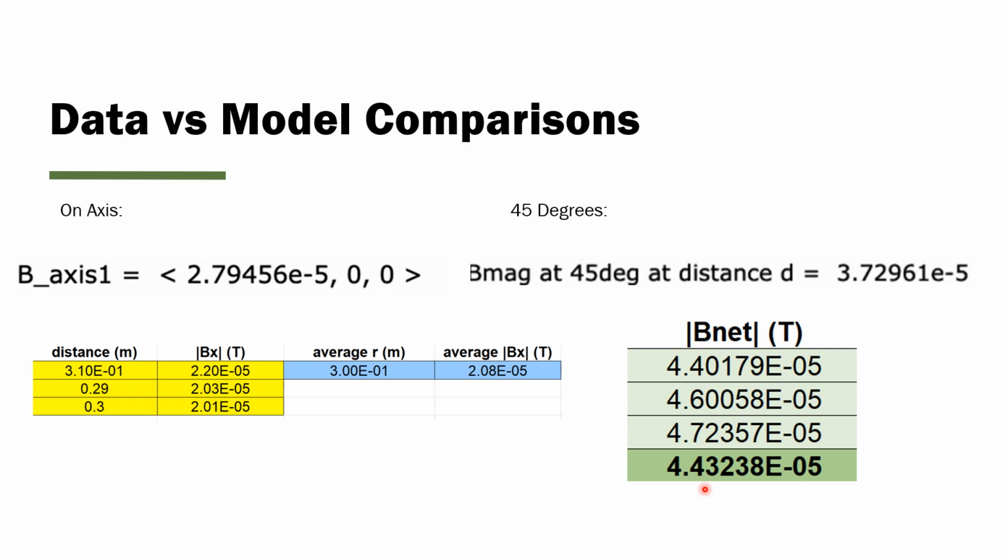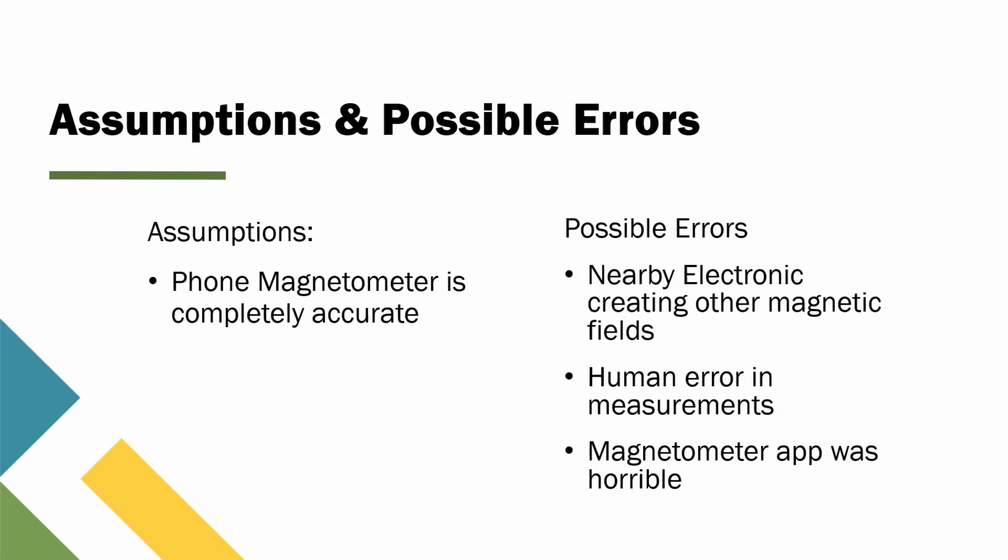Obviously some things might have gone wrong, and that moves us into the assumptions and possible errors. In this whole experiment, we assumed that the phone magnetometer is completely accurate because we just used an iPhone. As for possible errors, I'm going to start with this bottom one. The app was horrible. We had so many issues. It really wasn't working well for us, and it kept causing errors and inaccurate data. Then nearby electronics creating other magnetic fields, and human error in measurements.